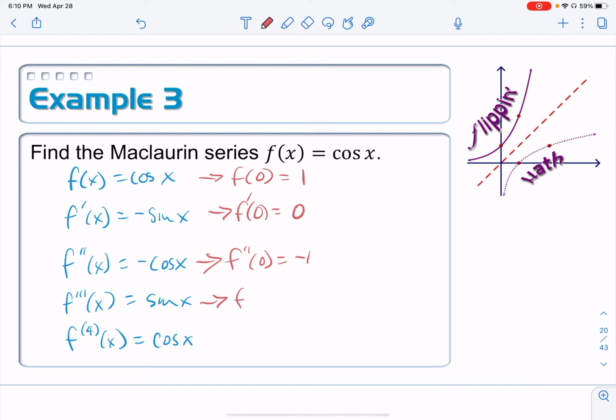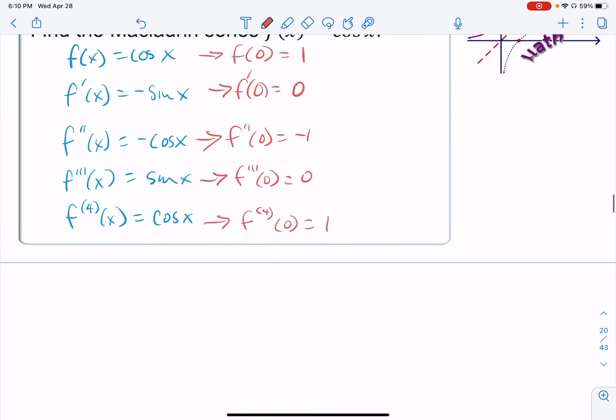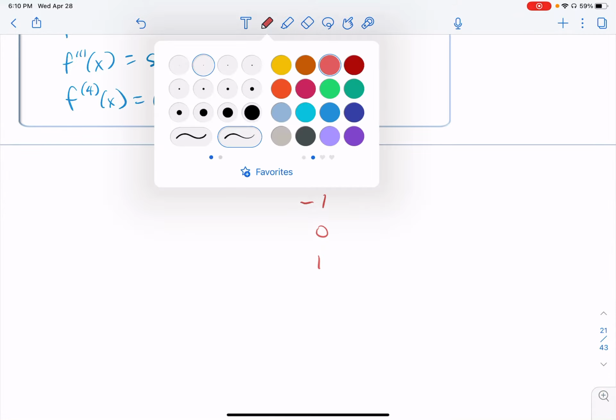You see what's happening here? Looks sort of familiar. And then here we've got sine again. It's 0. And the fourth derivative, evaluated at 0, cosine of 0 is back to 1. So we went back to where we started, so we can see that we're going to just duplicate this pattern. The next one's 0, then a negative 1, then a 0, then a positive 1. You get the picture. Okay, now what?